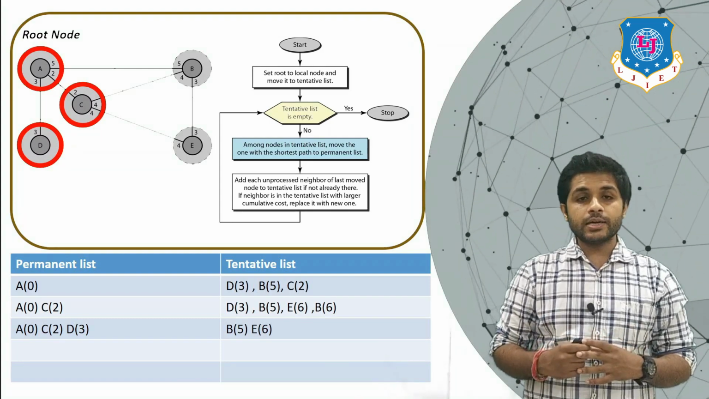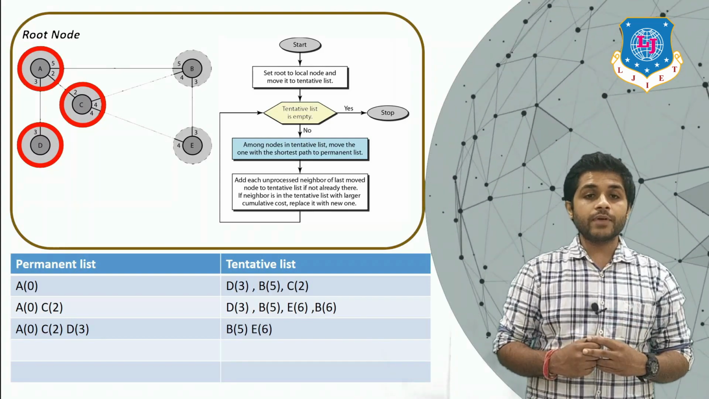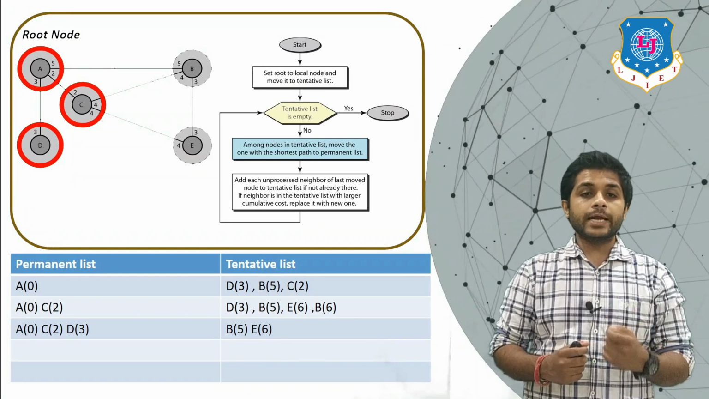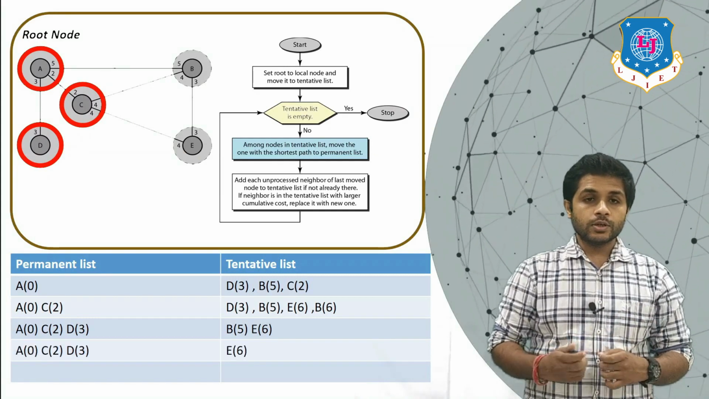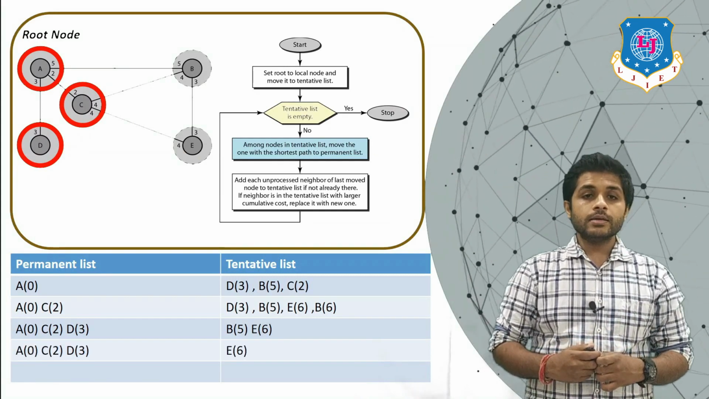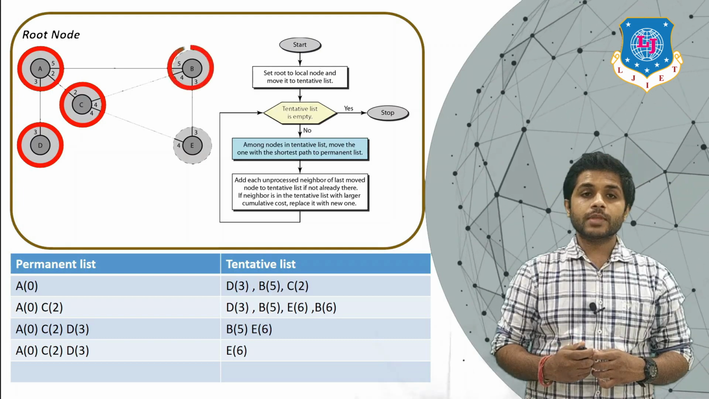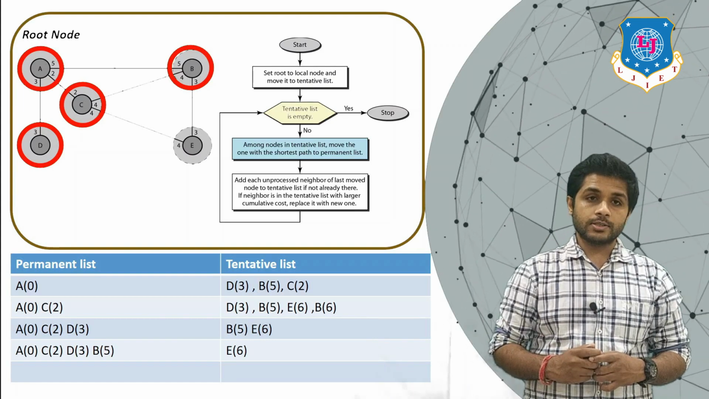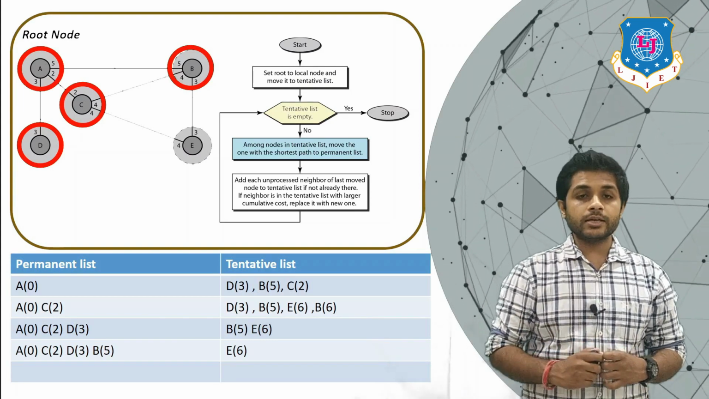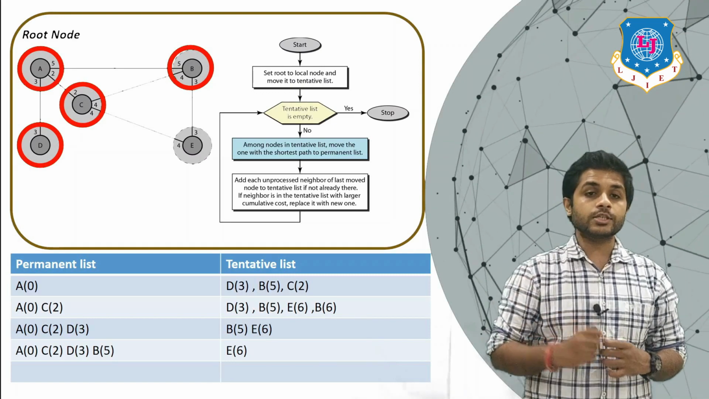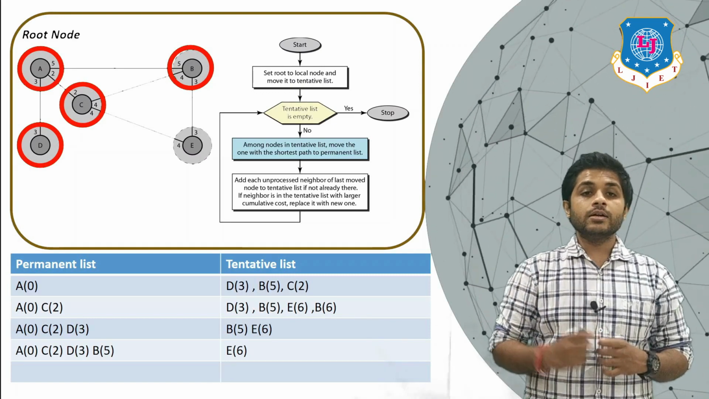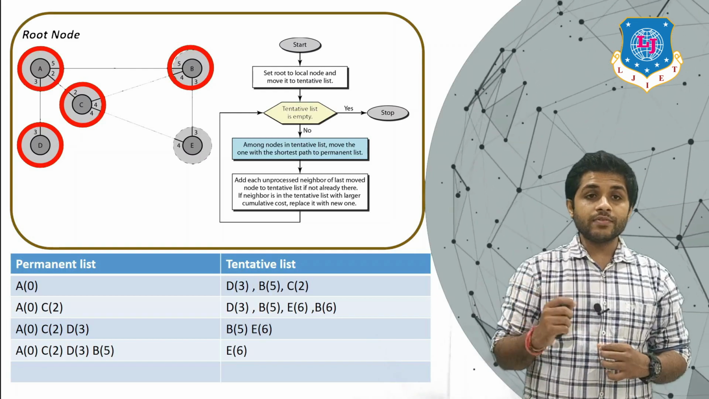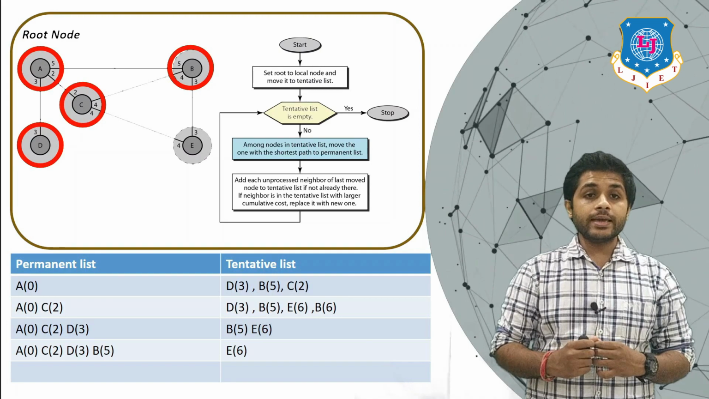Okay. After that we have two values, B5 and E6, in the tentative list, so we will move the shortest distance node from the tentative list to the permanent list. So which node will be added? B5 will be added. So we will move B5 from the tentative list to the permanent list. Now after moving a node from the tentative list to the permanent list, you know that we will add unprocessed adjacent nodes. So B is having actually 3 nodes, which are A, C and E.